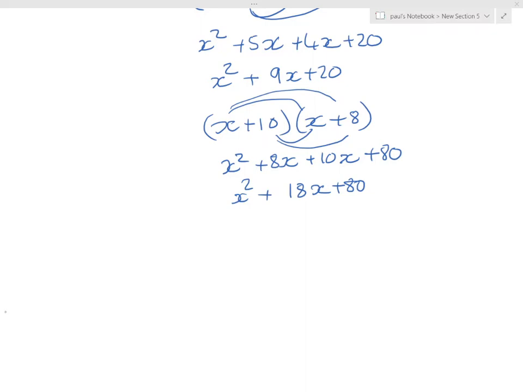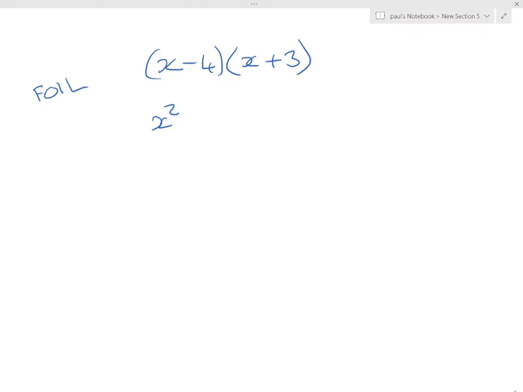Now let's put some minus numbers in there for us. Let's see what happens with minus numbers. So let's have x minus 4 and x plus 3. So we've got a minus in one of the brackets. So FOIL, don't forget FOIL. x times x is x squared.